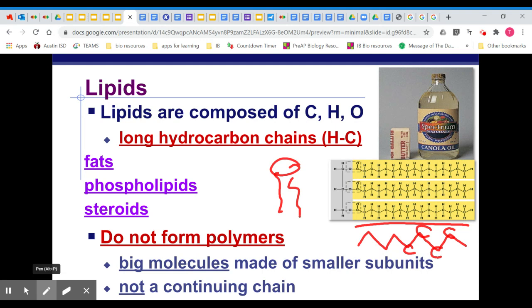Lipids, unlike the rest of our classes of biomolecules, are not actually made up of polymers. So they're not like this attached to this, attached to this. That's not how they're put together. They're these long chains of hydrocarbons. So they're big molecules, but they're not made of these kind of repeating subunits.